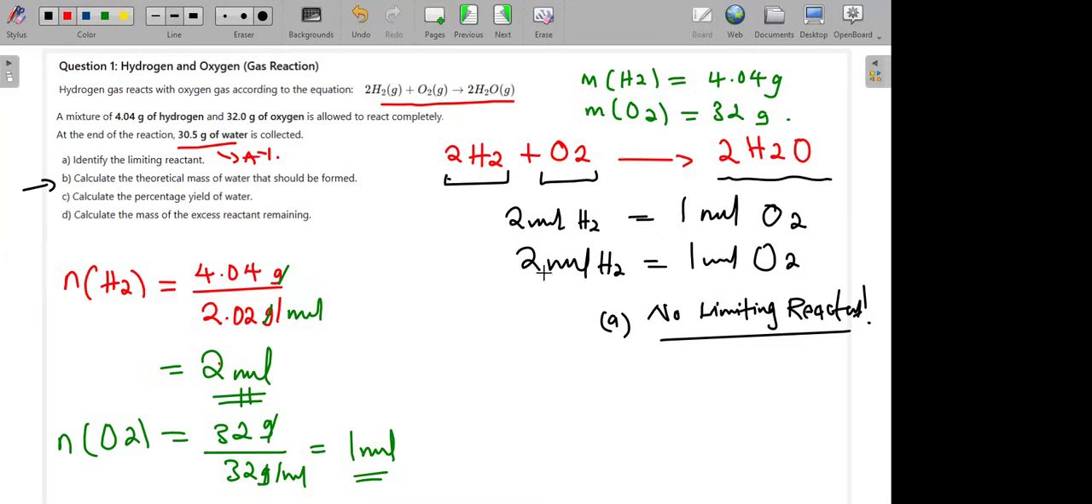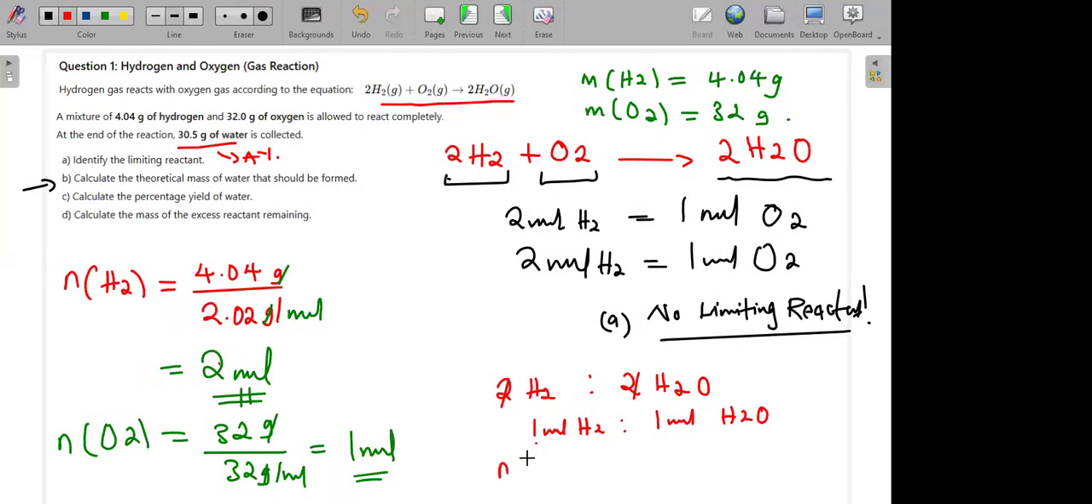So I'm just going to say I have 2 moles of hydrogen, giving me 2 moles of water. Because this is 2 to 2, I can divide by 2, so it means 1 mole of hydrogen gas actually gives me 1 mole of what? 1 mole of water. So now if I have 2 moles of hydrogen, it means I have 2 moles of water because the ratio here is 1 to 1.